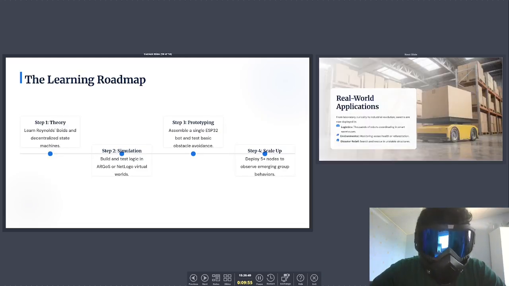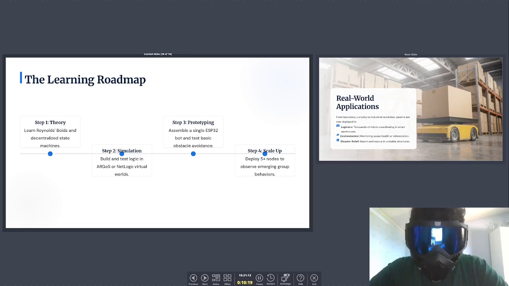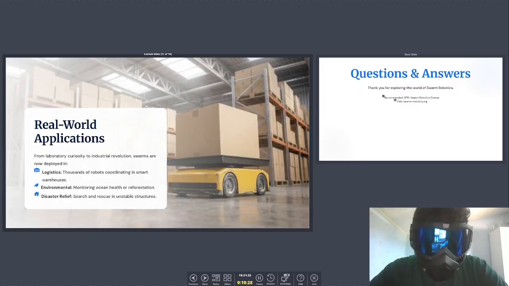What is the learning roadmap? The learning roadmap is that we first start with theory. We learn about Reynolds boids and decentralized state machines. Then we go to simulation. We build and test logic in ARGoS and NetLogo virtual worlds. Third, we prototype. We make our own bot and test basic obstacle avoidance. And four, we scale up to multiple units and how we can make it into an emergent global behavior.